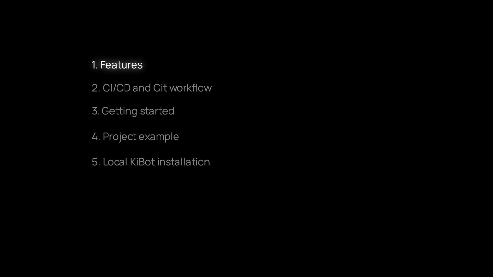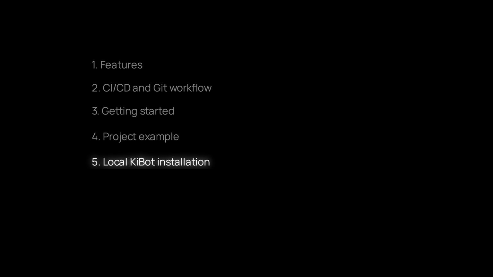First, we'll have a look at the features of this template and the different files that it can generate. Then I'll explain the general workflow with GitHub and how to set up GitHub Actions. After this, we'll have a look at how to create a project and get started with the template. Then I will walk you through a full example of a project and how this workflow is used across its different stages, from schematic to PCB layout to fabrication.